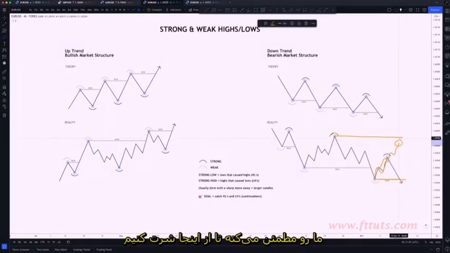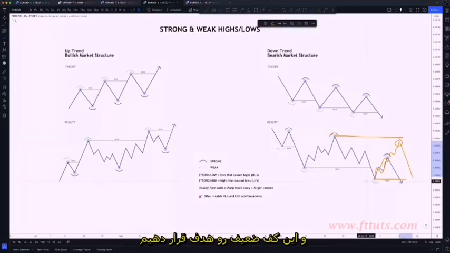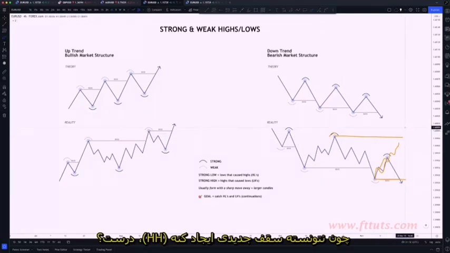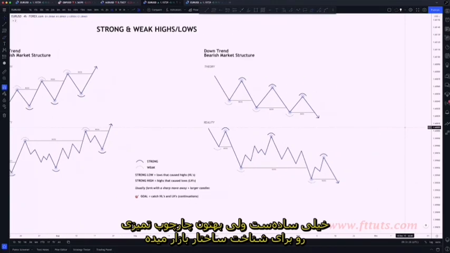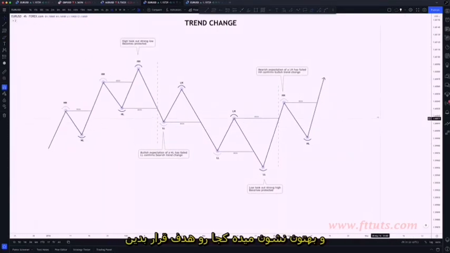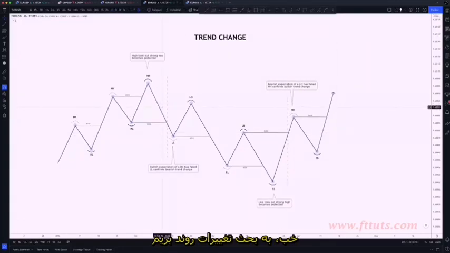It gives us a hell of a lot of confidence to look to short from here and target what? Target that weak low. Why is it a weak low? Well, because it failed to do its job. It failed to take out the high and it failed to form a higher high, right? Super simple, but it just gives you such a clean framework for mapping the structure and knowing where to target.